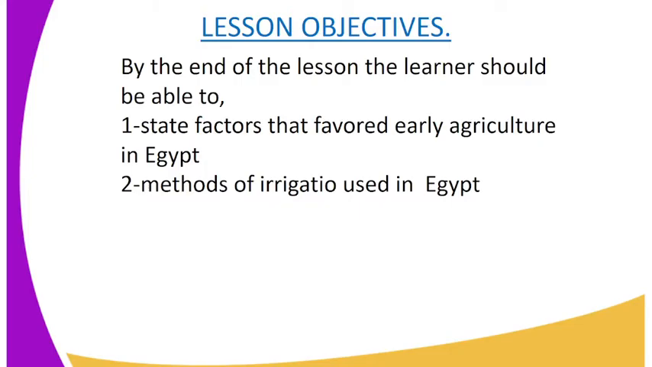This is our 26th lesson, and today's topic is early agriculture, and the subtopic is early agriculture in Egypt and Mesopotamia. And our lesson's objective is, by the end of the lesson, you should be able to state factors that favored early agriculture in Egypt and also methods of agriculture used in Egypt.